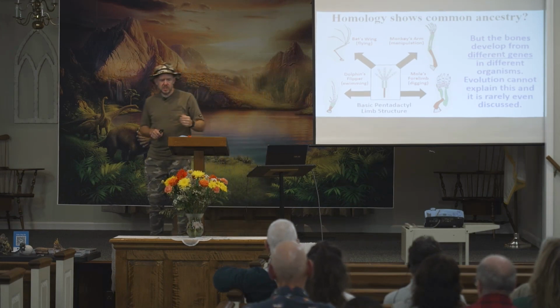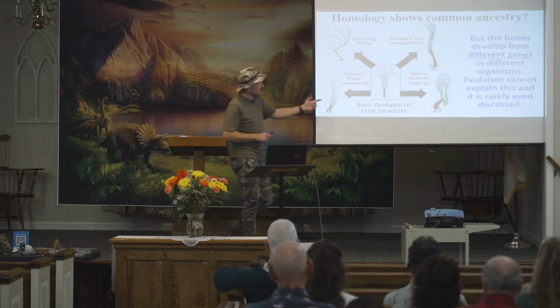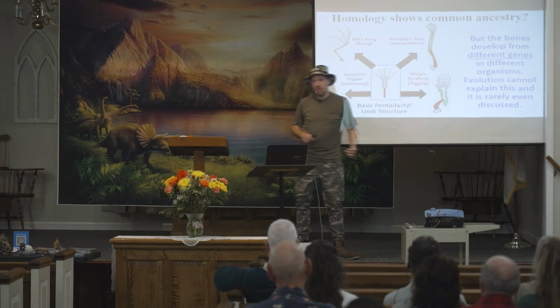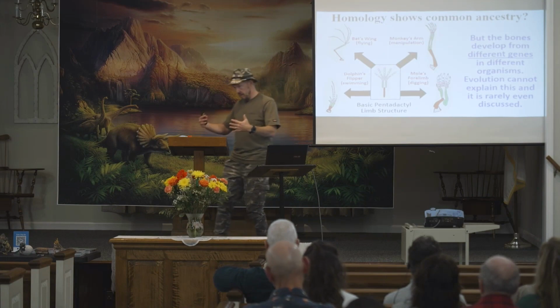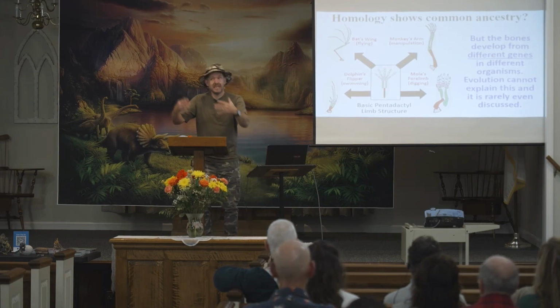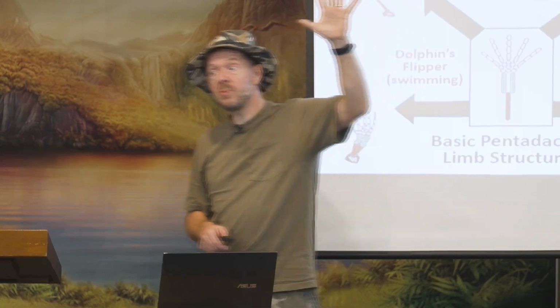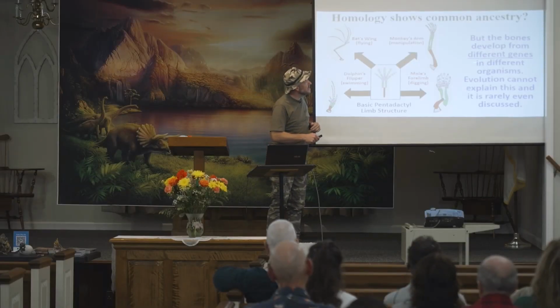And the evolutionists will say, well, maybe it would have been better to have 6 in a dolphin, or maybe 19 or 20 in a mole. But they were stuck with this pentadactyl limb structure they inherited from their ancestor, and so they had to modify it. Evolution had to tinker with it, but that shows that we all had a common ancestor with 5 fingers.